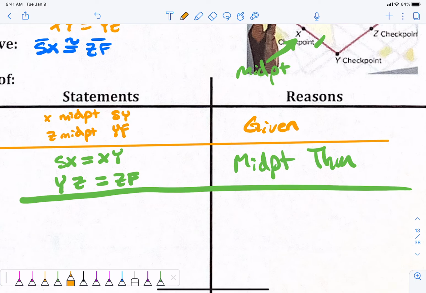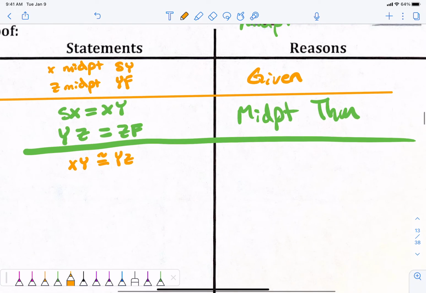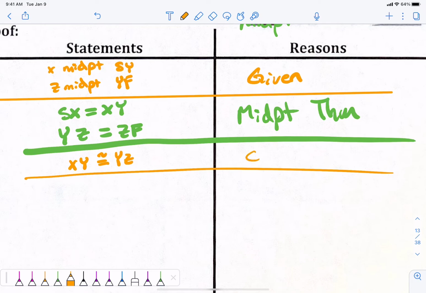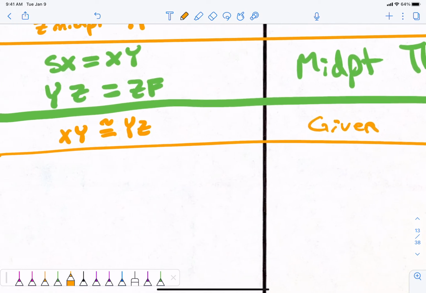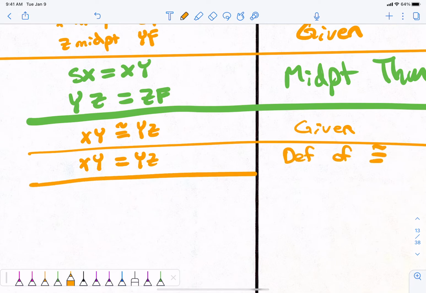Now let's incorporate the second piece of given information, which is XY is congruent to YZ. And that's given to me. But before we start working with that, let's change him over. Do you know what I mean by change him over? XY is equal to YZ now instead, which is the definition of congruence. So we've got to make him congruent now instead.